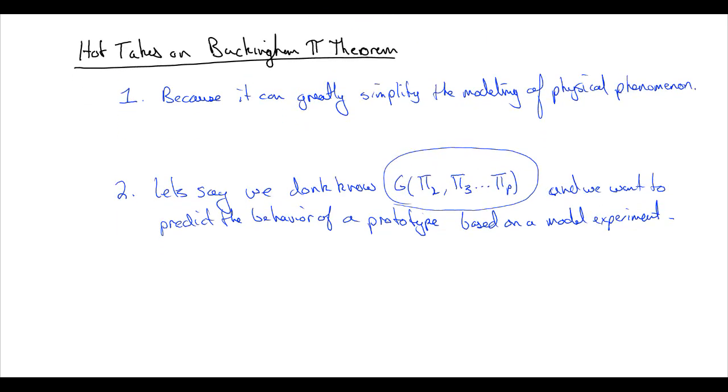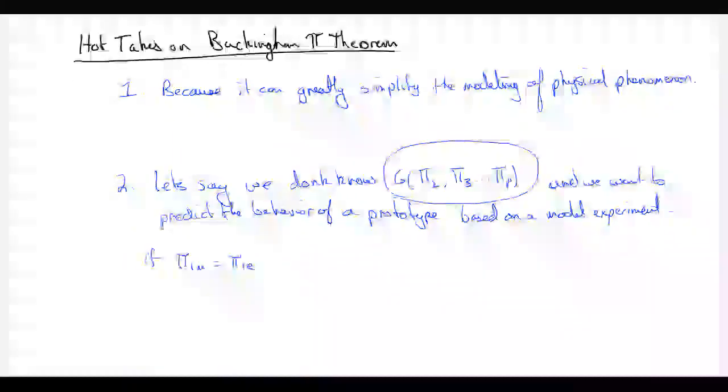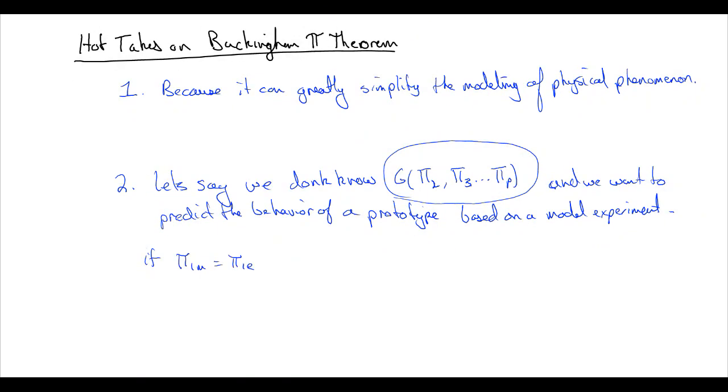All right. We know that if pi 1 of our model is equal to pi 1 of our prototype, and pi 2 of our model is equal to pi 2 of our prototype, all the way to pi p of our model is equal to pi p of our prototype, if we know all those are true, then this function, right? We don't know this function, but it is a function.